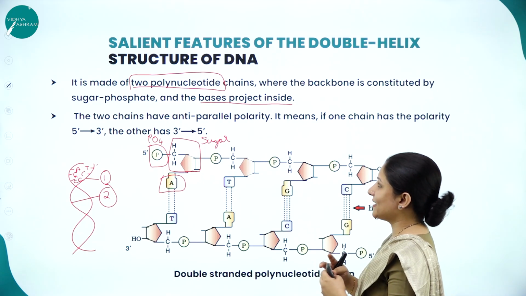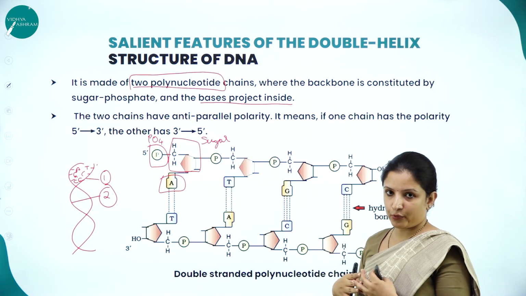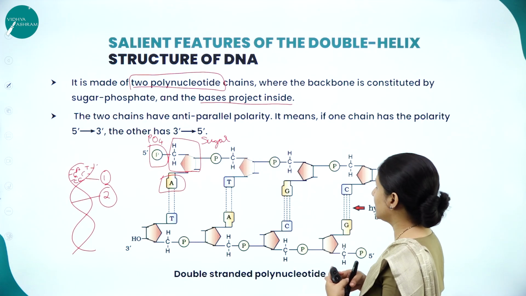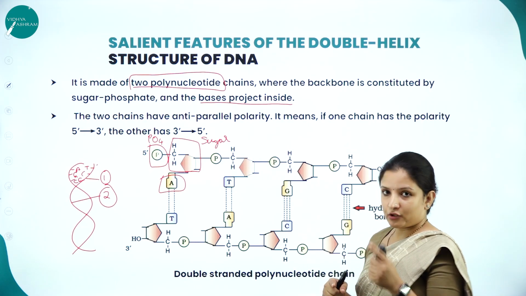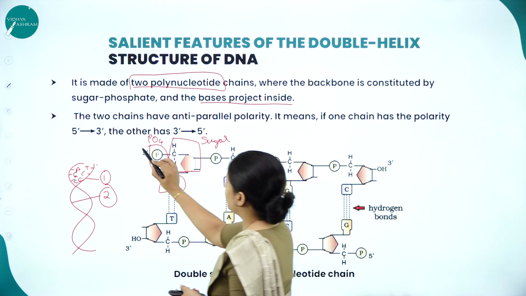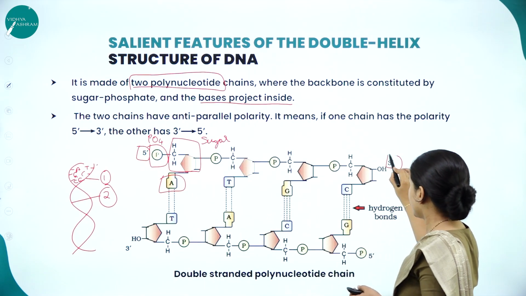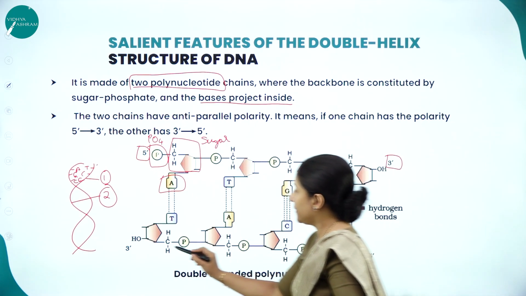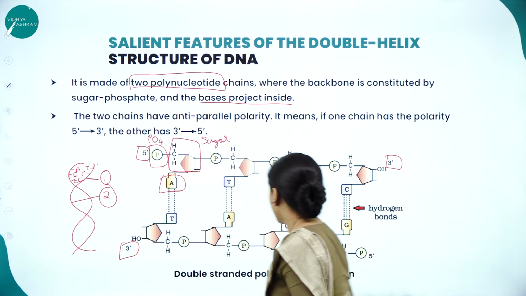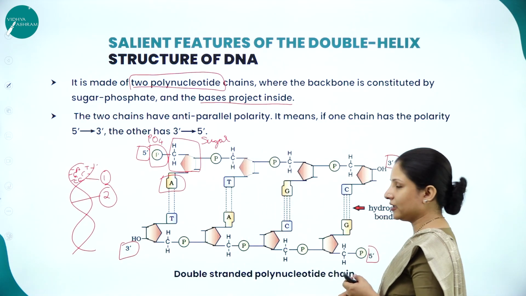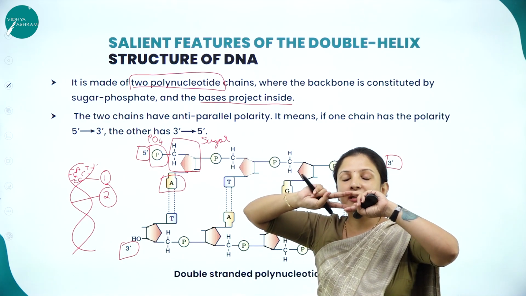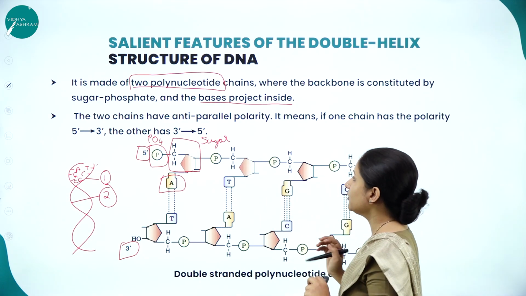So the 2 chains have anti-parallel polarity. They have anti-parallel polarity because one chain begins from the 5' end and ends in the 3' end, and the other chain begins in the 3' end and ends in the 5' end, which causes a polarity, making them twist. So that is about this.